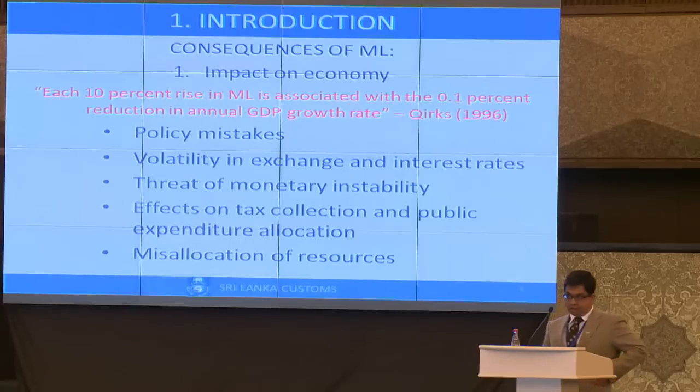This is the important thing: what are the consequences of money laundering? It impacts the economy in several ways. Kirks calculates that each 10% rise in money laundering is associated with a 0.1% reduction in annual growth rate, because it causes policy mistakes, volatility in exchange and interest rates, threat of monetary instability, effects on tax collection and public expenditure allocation, and misallocation of resources.